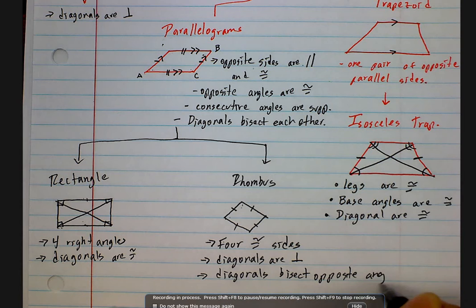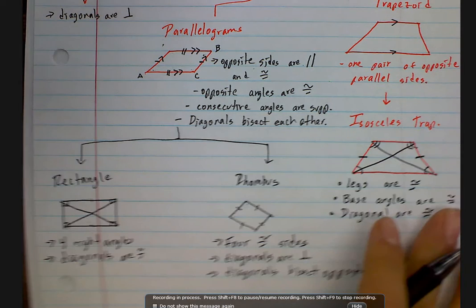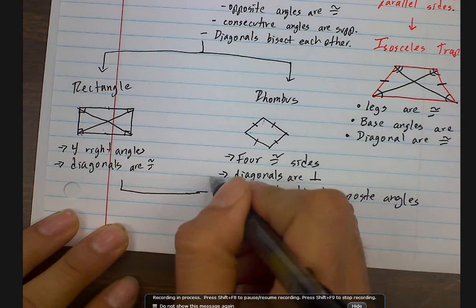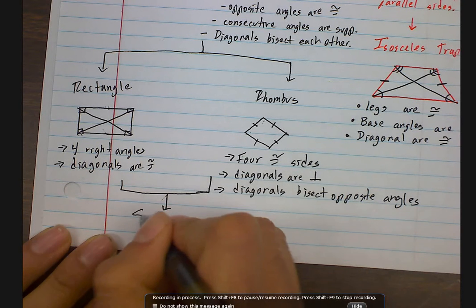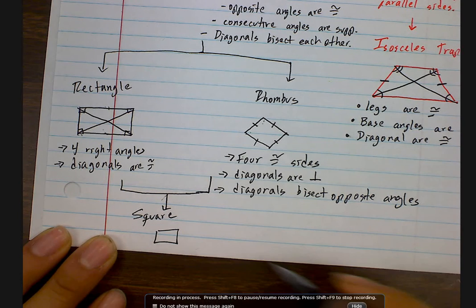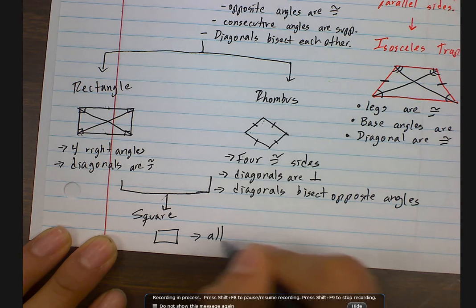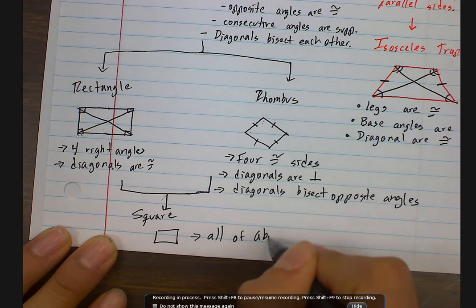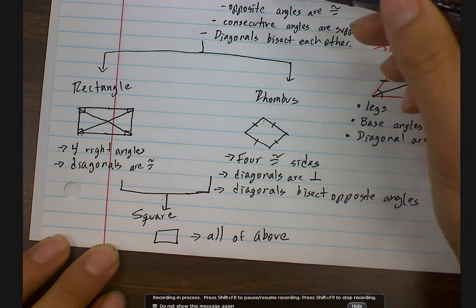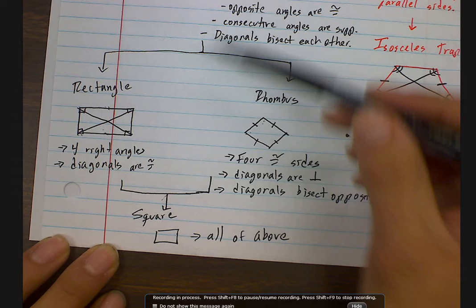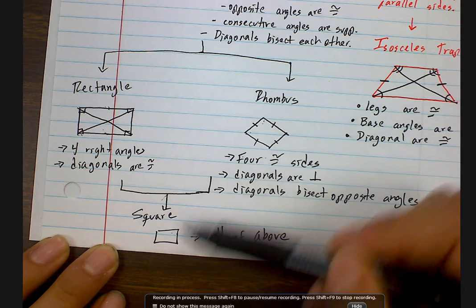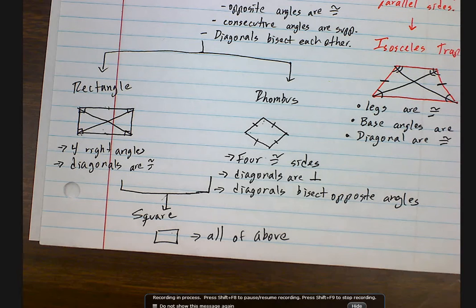Okay. All right, and the last quadrilateral that we're going to talk about comes from these two. And that is a square. For a square, the main thing that you should know is all of the above. What do I mean by that? Everything that applies to parallelograms applies to squares. Everything that applies to a rectangle applies to squares. Everything that applies to a rhombus applies to a square. So that's what you should know.